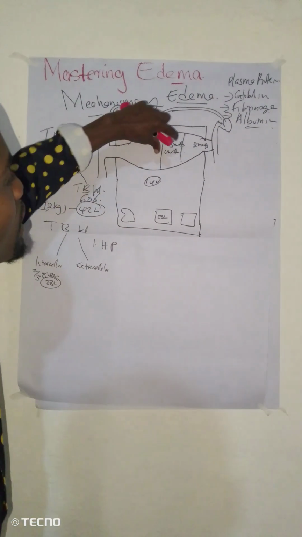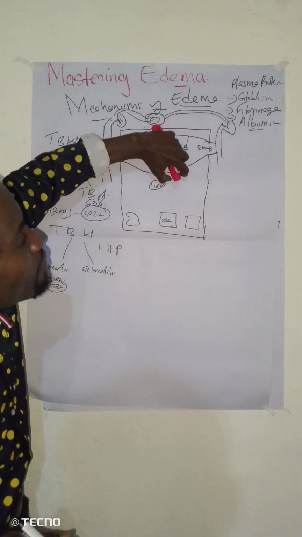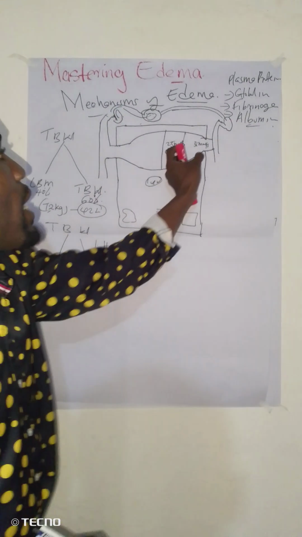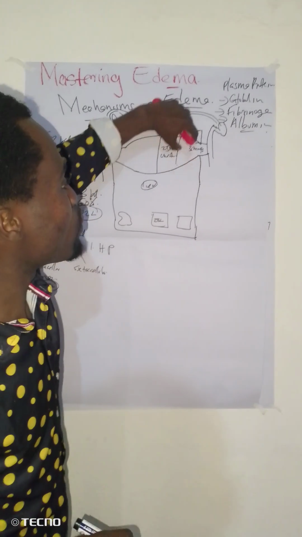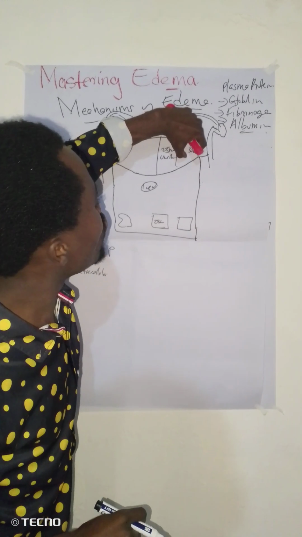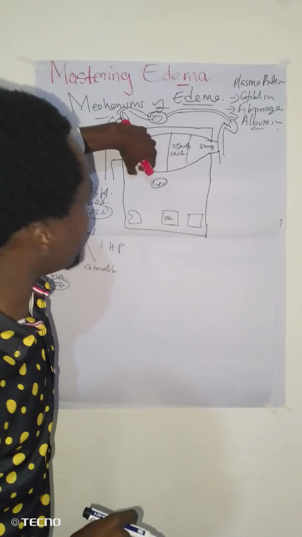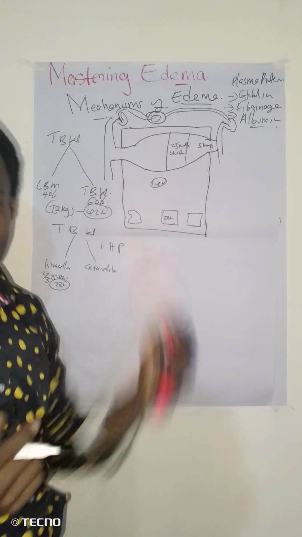So we say that this oncotic pressure helps to suck fluid in, and the hydrostatic pressure always acts as a pusher. It will push fluid through the capillary membrane, and the capillary membrane is semi-permeable.